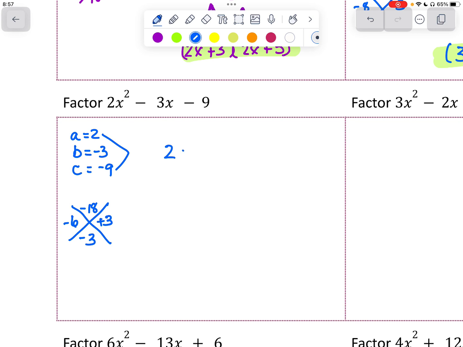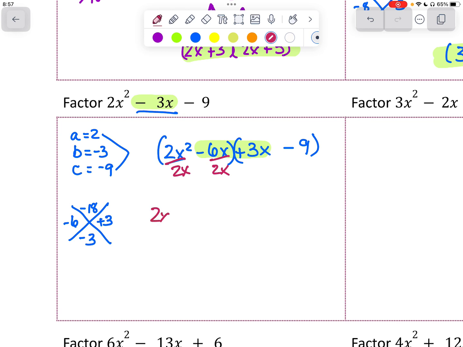I'm going to do this by grouping this time. So I'm going to rewrite -3x as minus 6x plus 3x minus 9. So all I've done is I've just busted that up to be two different terms. And now I'm going to group and group. These two have in common a 2x. So I factor out the 2x, and that leaves me with x minus 3.